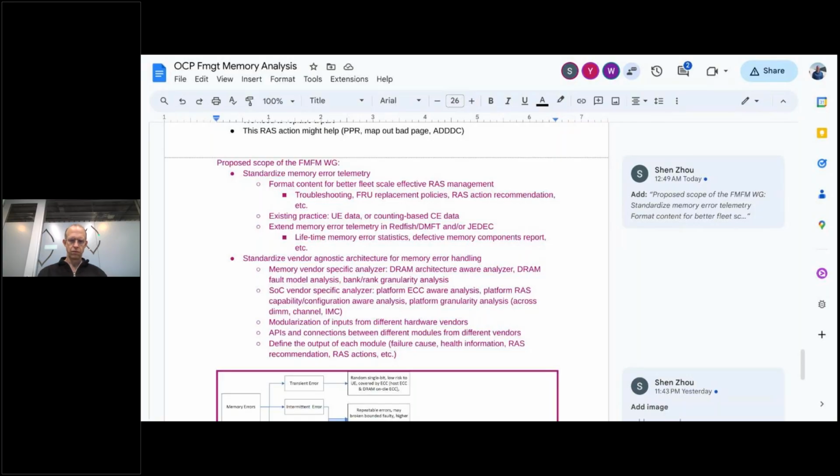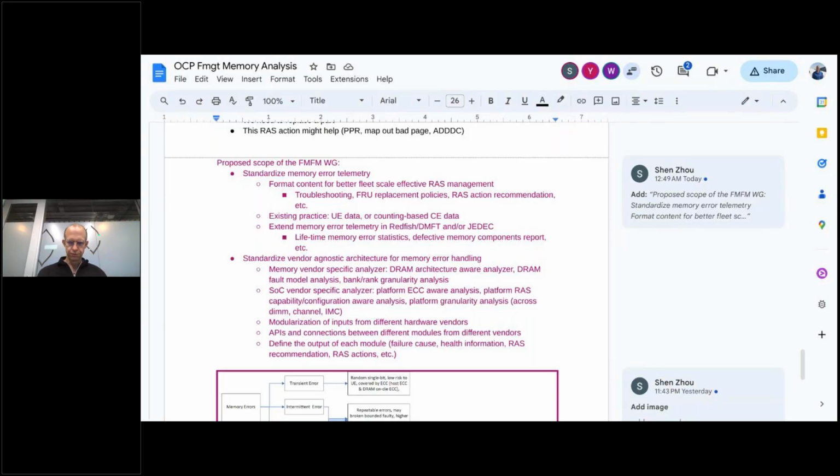The second area we can work on in the work group, as Drew mentioned, is a vendor-agnostic architecture for memory error handling. From our perspective, there could be two types of analyzer, and that could be the gap we can fulfill. One side is a memory vendor specific analyzer. That analyzer will be memory architecture aware, with DRAM fault mode analysis of the underlying DRAM fault, at bank or RAM granularity. What the underlying DRAM faults are totally depends on the DRAM architecture.